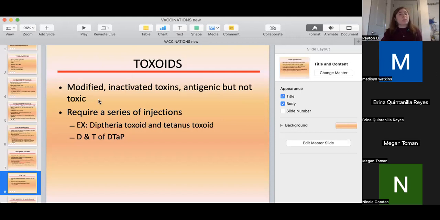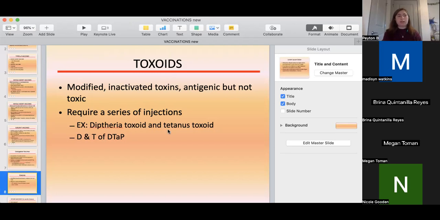So toxoids are made from inactivated toxins. They're antigenic, but they're not toxic. Question, are these dangerous factors the endospores of tetanus? So not endospores. I remember I had that question last semester too. I was like, are exotoxins the same thing as endospores? They are not, they're slightly different.